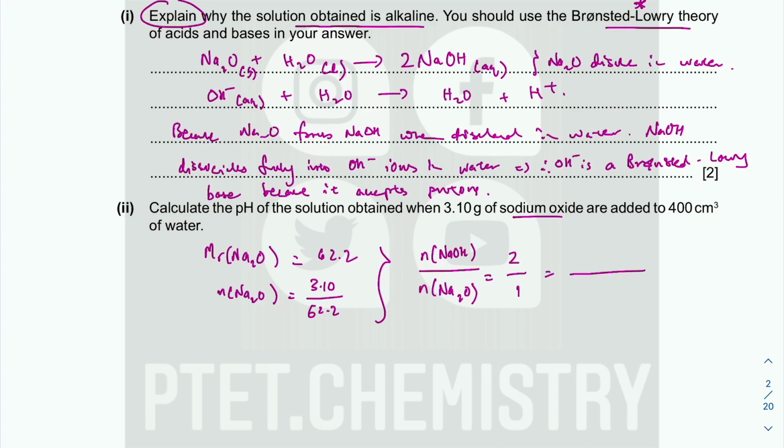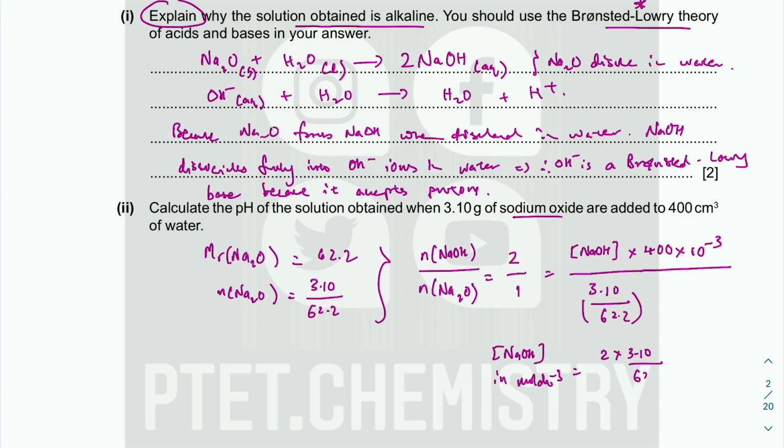Now I'm going to put in the actual value that I want. So that's the mole of the Na2O. That's the actual mole that reacted of the Na2O. On top is going to be the concentration in a square bracket, the concentration of the NaOH in mole per dm cube. So I need to convert my volume to dm cube. So I can work out my concentration of NaOH in mole per dm cube is going to be 2 times 3.10 over 62.2 times 1 over 400 times 10 to the minus 3. So that's just moving things around really.